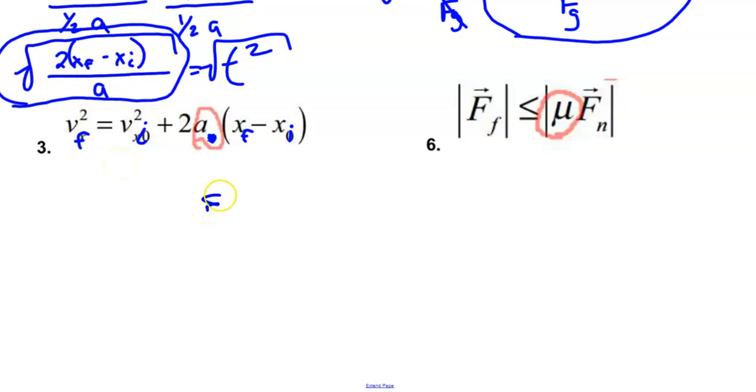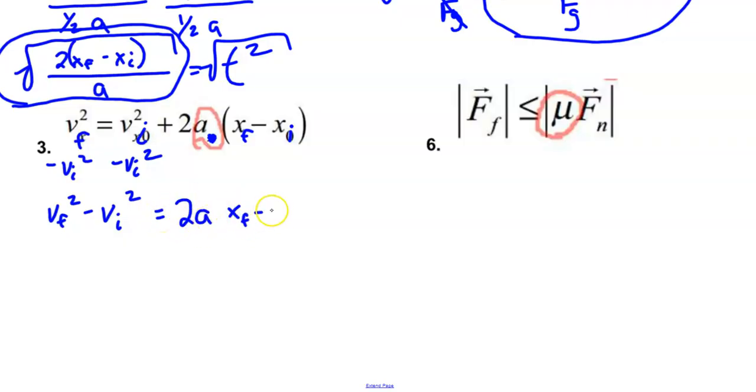So we're going to have subtract. Oh, look at that. All right, so here we go. Subtract VI squared from both sides. So VF squared minus VI squared equals 2A(XF minus XI). And are we solving for a?